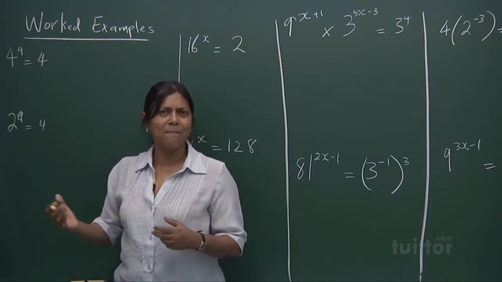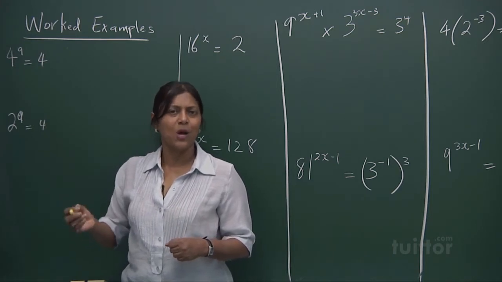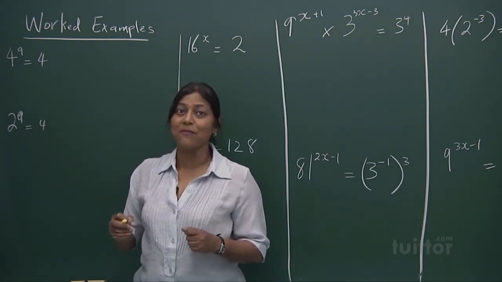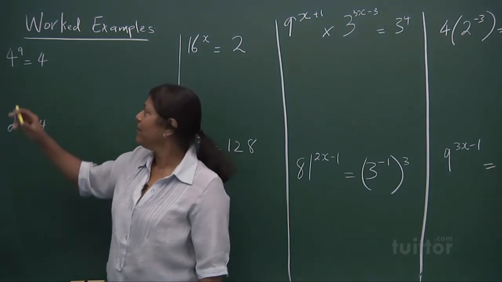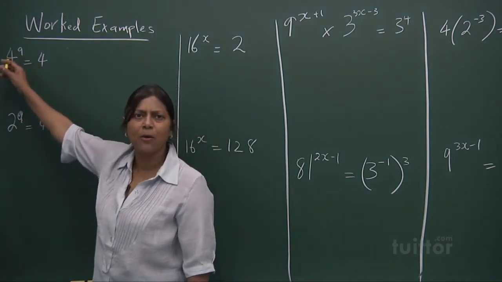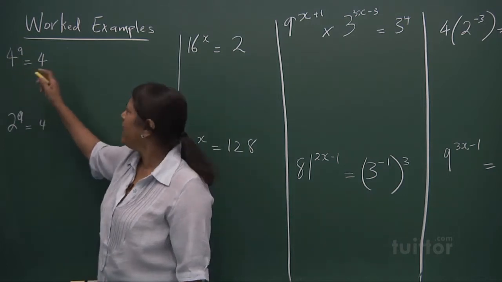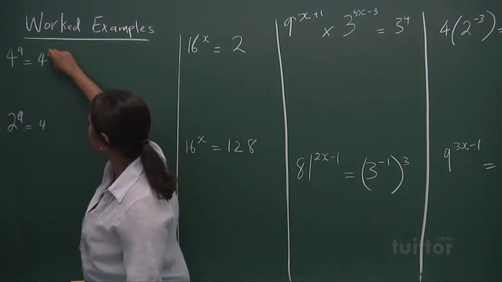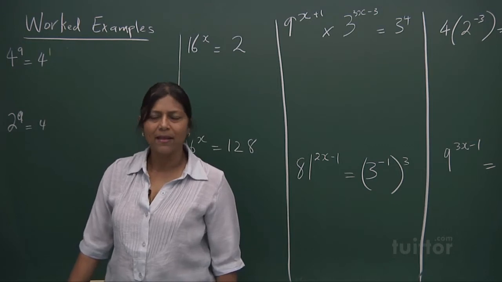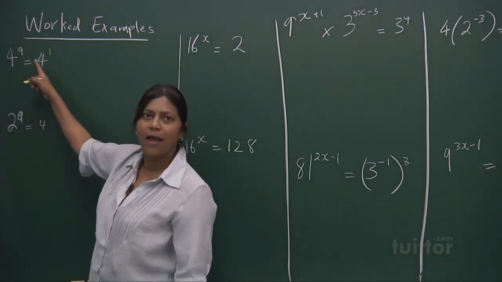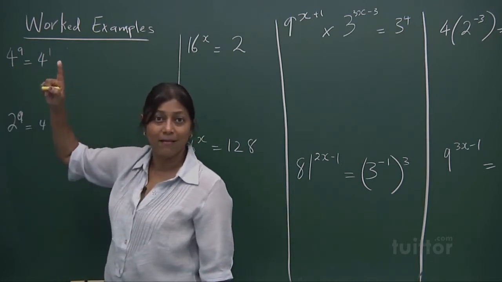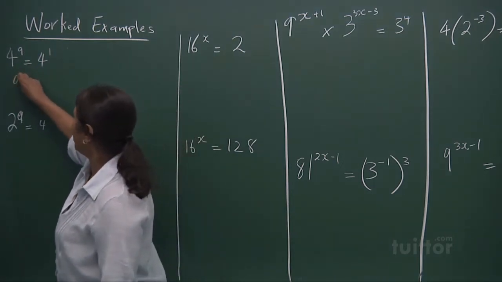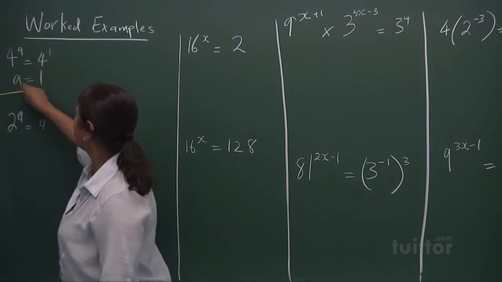The earlier examples you would have seen in the modules on indices were simplifying, but now we're going to progress into solving. Let's find out. 4 to the power of A is 4. And what is the number in front? 1. So that's 4 and 4. So A, you are 1, right? So A is 1. Great.